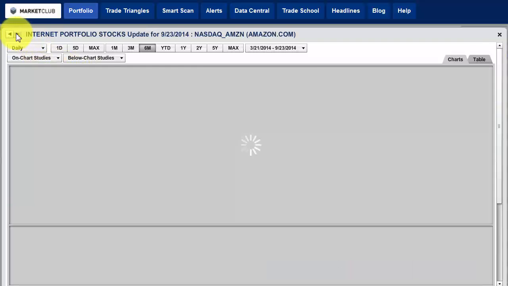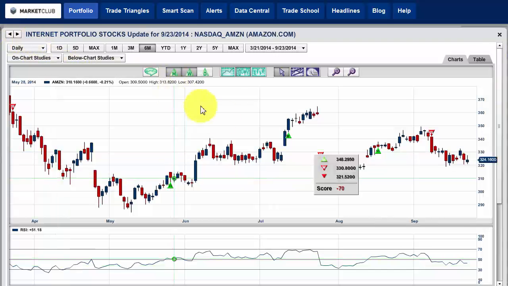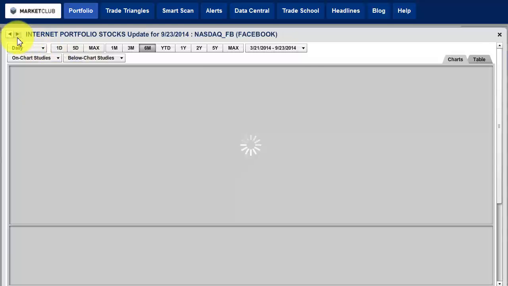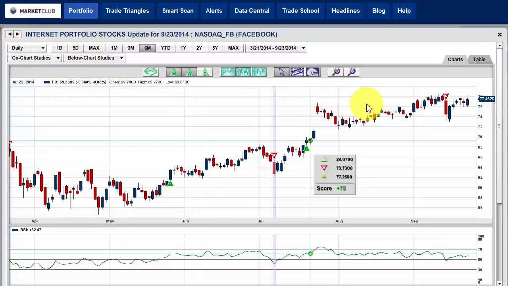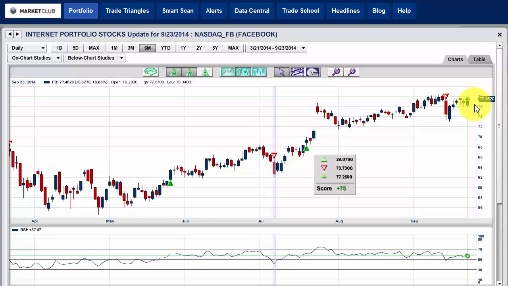Next stock we're going to look at is Amazon. Amazon is minus 70. Weekly came in at 330. It's currently trading at 324, so you actually got out at a better price. And it's saying stand aside until the intermediate weekly trade triangle turns positive. So sidelines there too. Now looking at Facebook, a little bit different. You've got a weekly trade triangle there at 73.73. It's 77, so actually we got out lower than where the current price is.